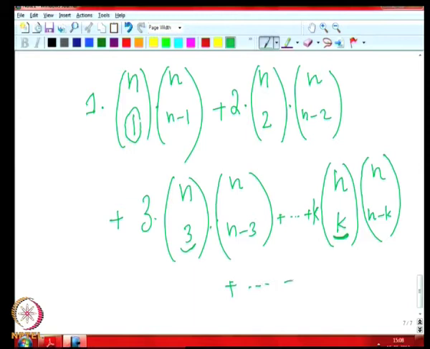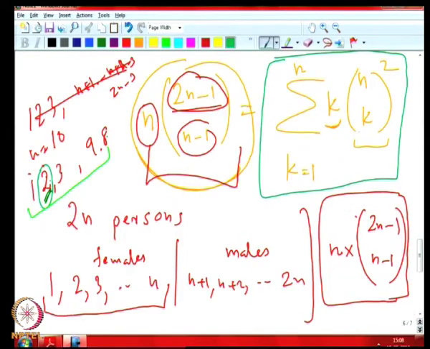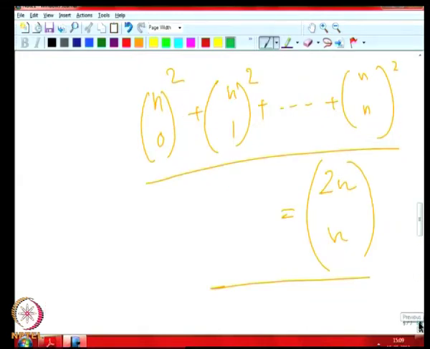And finally, we could have selected all females, n choose n, and no male, because there is no problem in that, but then there are n possible ways to select the chair. And again, as in the previous case, how will you get the form? Because we have to show that this is the same as the sum over k equal to 1 to n of k into n choose k square, but we have n choose k into n choose n minus k, and that we know how to do.